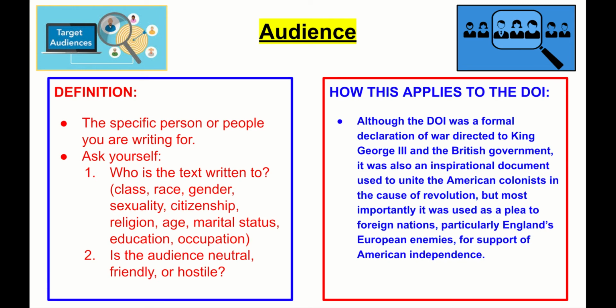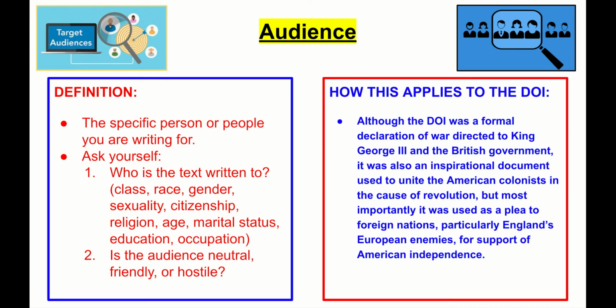Okay, so that does categorize it as partly a letter. Next, let's talk about audience. Audience is the specific person or people you are writing for. Some questions to ask yourself to determine the audience: Who is the text written to? Is there a specific class, race, gender, sexuality, citizenship, religion, age, marital status, education, or occupation? And then it's also important to know if the audience is neutral, friendly, or hostile, because that helps to know how you're going to approach them.